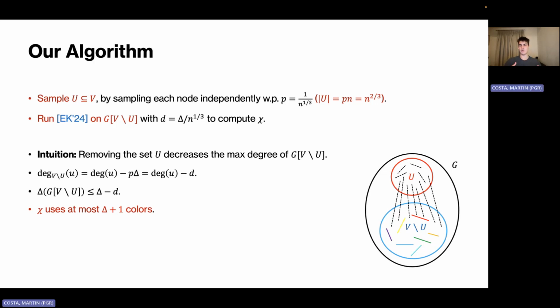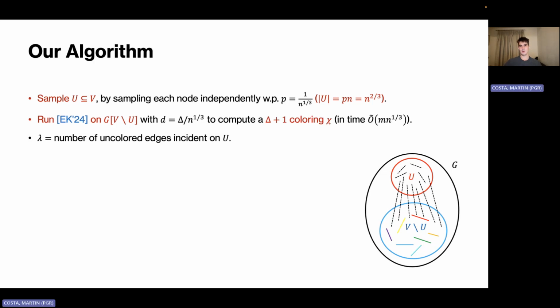Now this is the starting point, and the objective is to extend it to the rest of the edges in the graph, the ones incident on this set U. And by the running time of this Alon-Kuzmin algorithm, this can be done in m n^(1/3) time. Okay, so now suppose we've done this. We've obtained our edge coloring on the edges in V minus U, and now we have the lambda uncolored edges incident on U, which we want to extend the coloring to. This is where we use our key lemma to repeatedly extend the coloring to one more edge, incident on U.